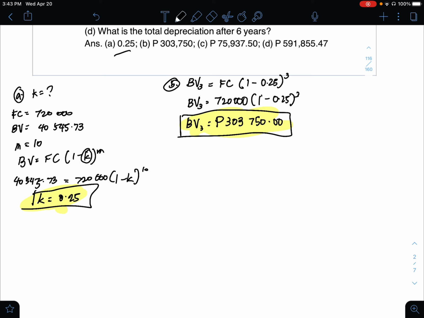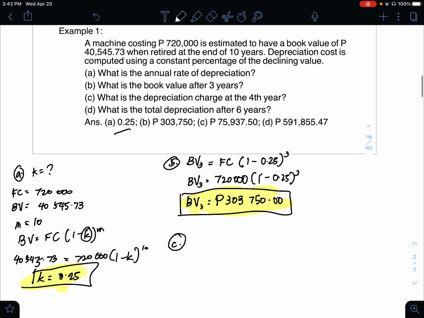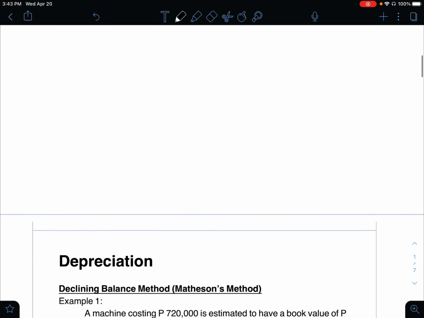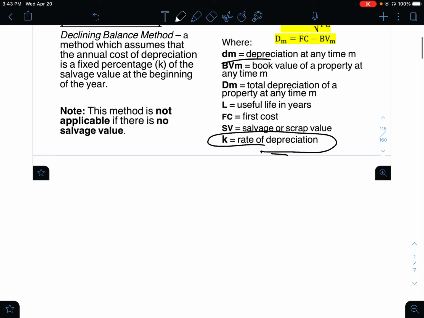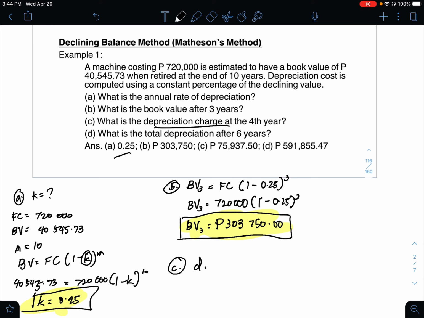Okay? Now, for letter C. One question for letter C: what is the depreciation charge at the 4th year? So, what is the depreciation charge at the 4th year? We saw that the depreciation charge is the D, D at the 4th year. So, depreciation at the 4th year.